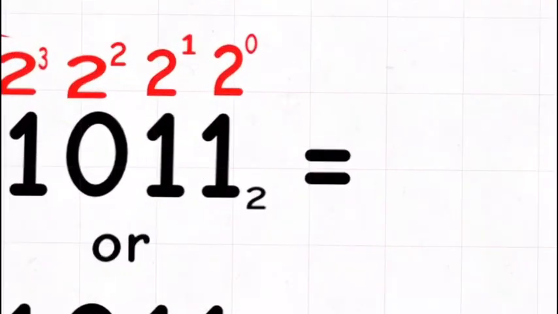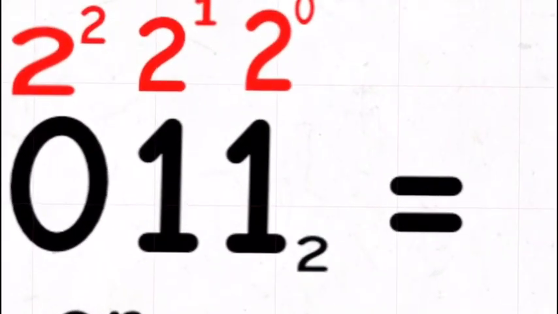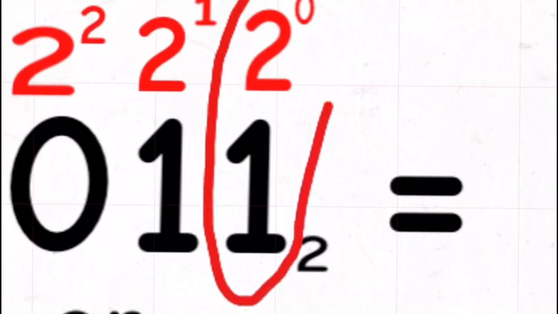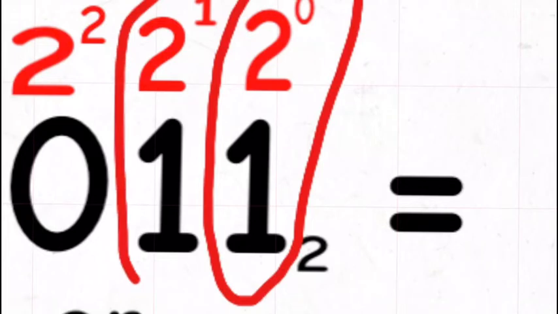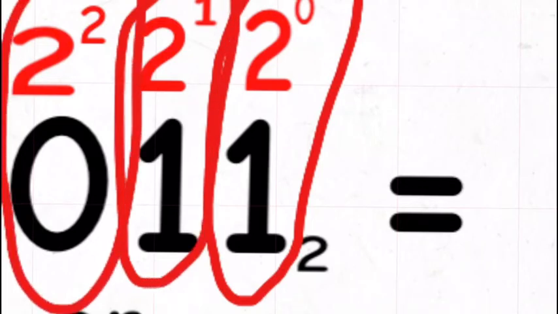So instead of using powers of 10, we use powers of 2 in base 2. So the number would rather be presented this way. It means the place value of this 1 here is 2 raised to the power 0, and the place value on the other side is 2 raised to the power 1. The place value here is 2 raised to the power 2, and the place value here is 2 raised to the power 3.